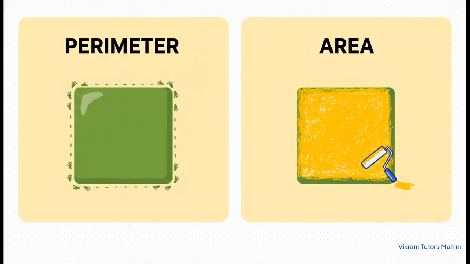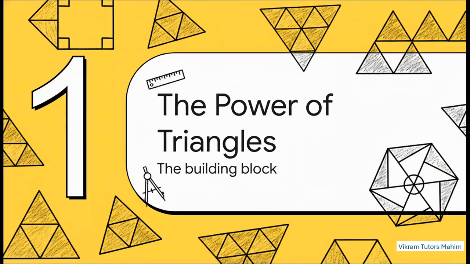So what is the difference between them? It's actually really simple. Perimeter is the distance around a shape. Think of it like you're walking along the very edge of a field. Area, on the other hand, is the space inside that boundary. That's all the grass inside the fence. So one's the fence, the other's the field. Easy, right? Okay, so where do we even begin with all this?